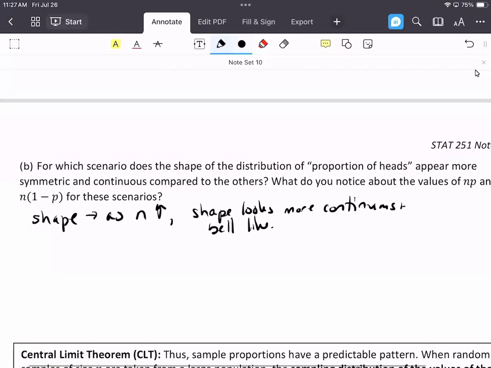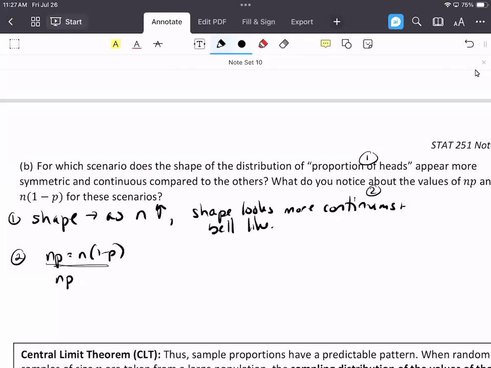What do you notice about the values of np and n times 1 minus p for these scenarios? Let's calculate it. So I'll call this number 1 for this part, and number 2 for this question. We're going to do n times p. In this case, it happens to equal n times 1 minus p. Why can I say that? Well, because p is 0.5. So I'm just going to do n times p for each of these just because it is equal.